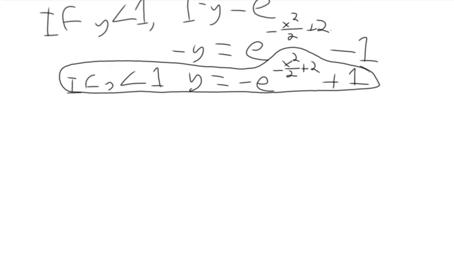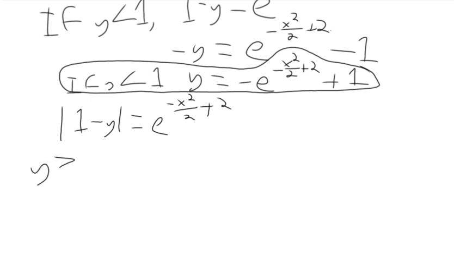So let me just firstly recopy the equation. Absolute value of 1 minus y equals e to the negative x squared over 2 plus 2. Now we're considering what's going to happen if y is greater than or equal to 1. Well, my inside here is going to be negative, so when I take the absolute value, I have to take the opposite of it. So absolute value of 1 minus y is going to become y minus 1, because it's going to be negative, equals e to the negative x squared over 2 plus 2.